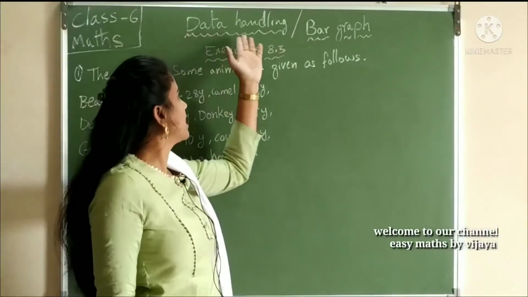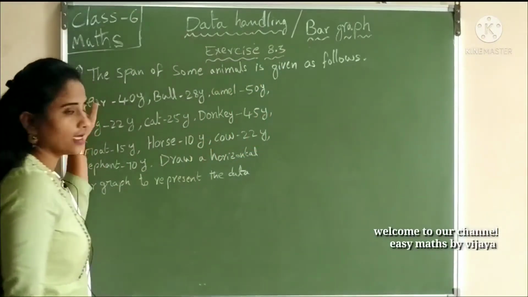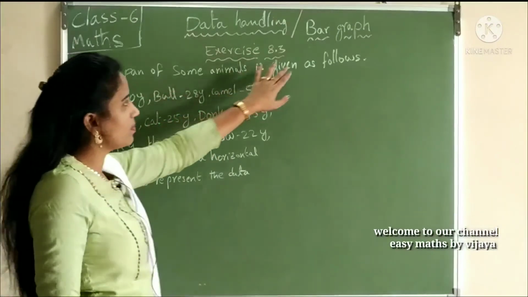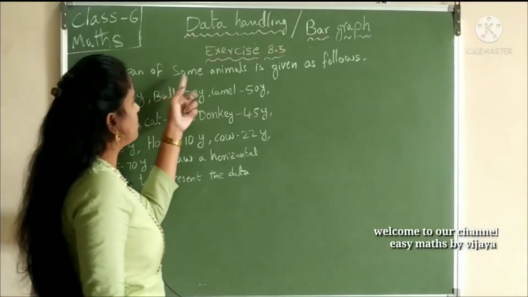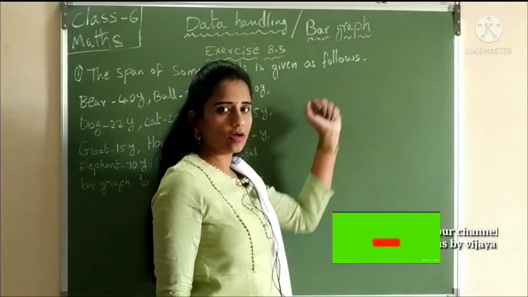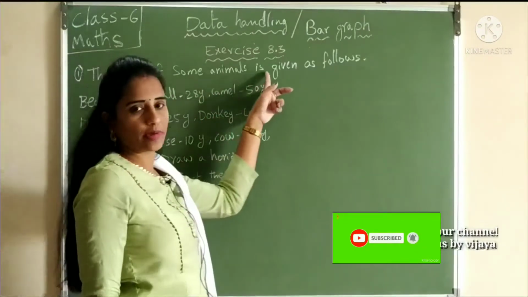Today our topic is data handling, exercise 8.3. See the example of bar graph. The lifespan of some animals is given as follows.